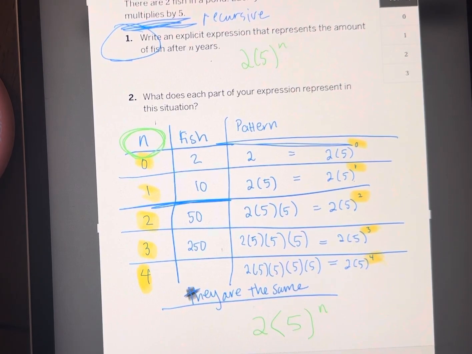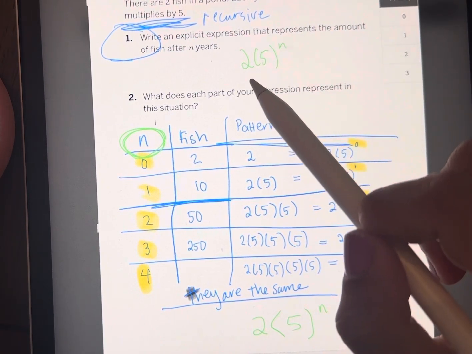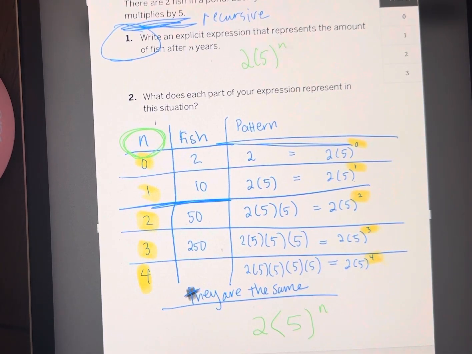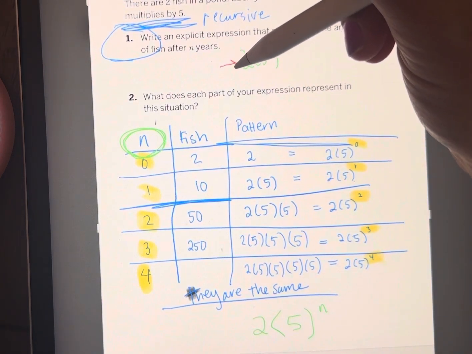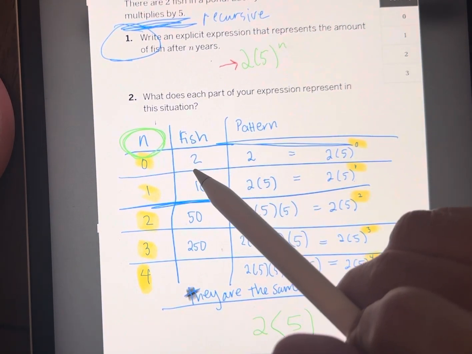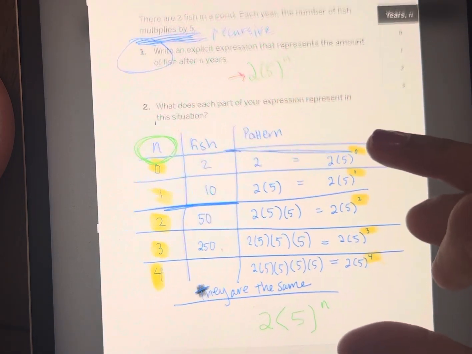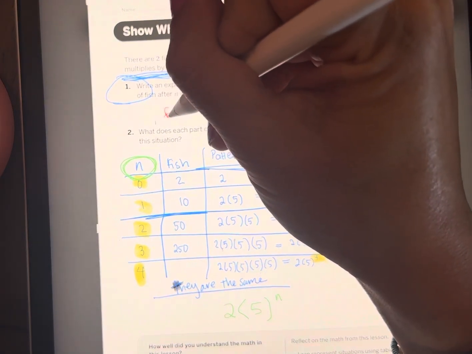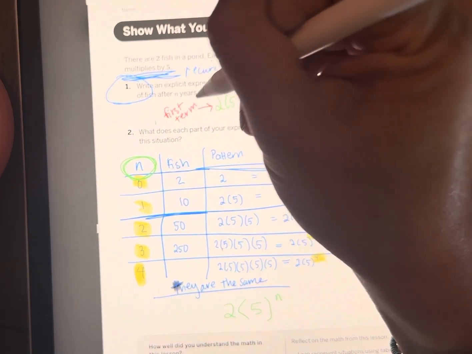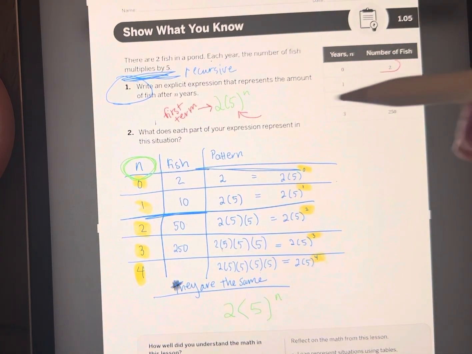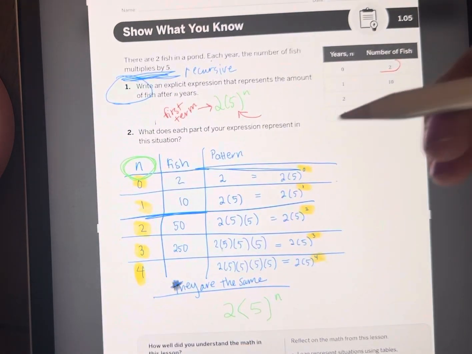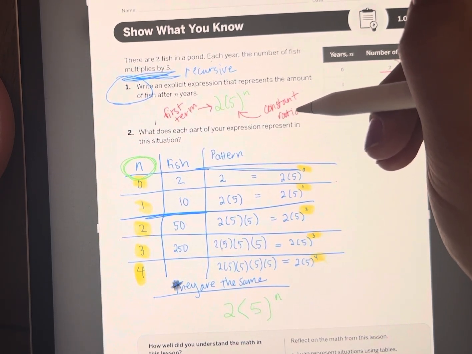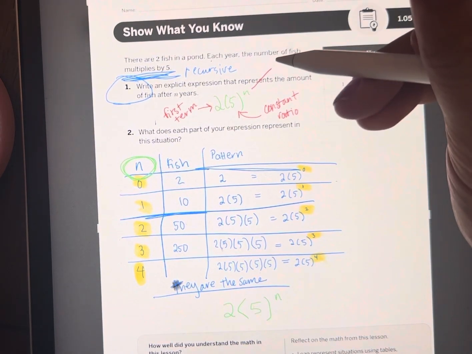Now, this is really interesting, you guys, because here I'm seeing three things, a 2, a 5, and an n. And each one is very significant. The 2 was what? That was our first term, if you remember. The 2 was our first term. And this 5 was what we multiplied each time to get the next term. That was our constant ratio, or common ratio. And this n represents the number of years.